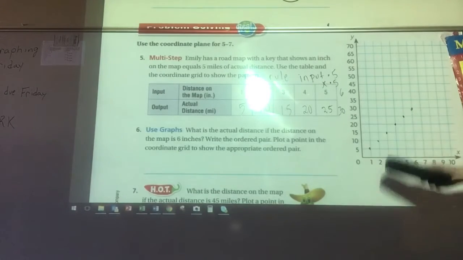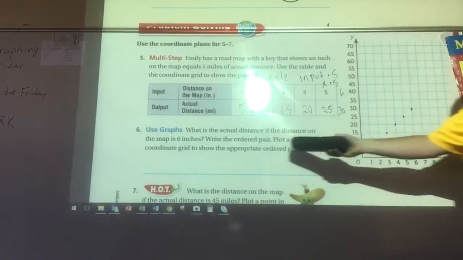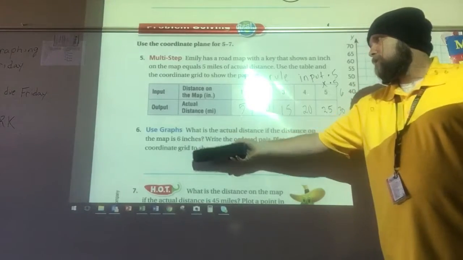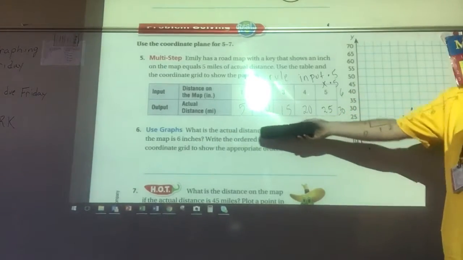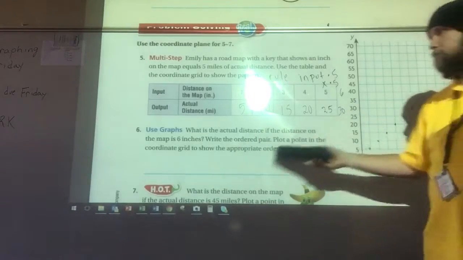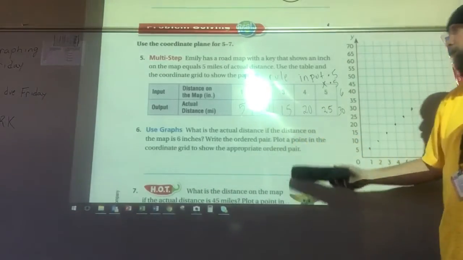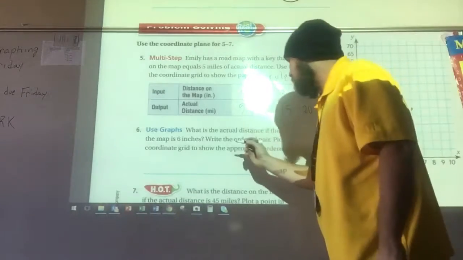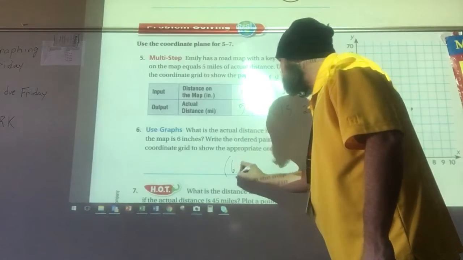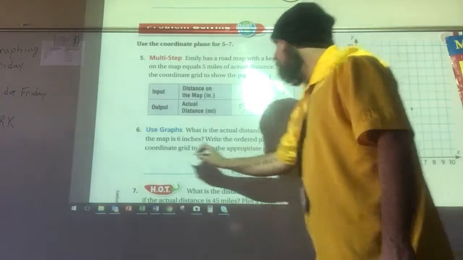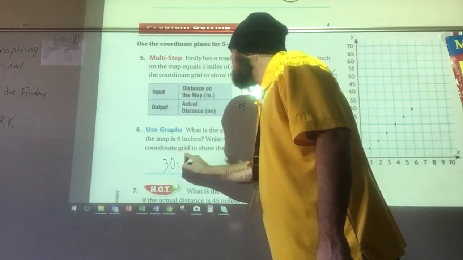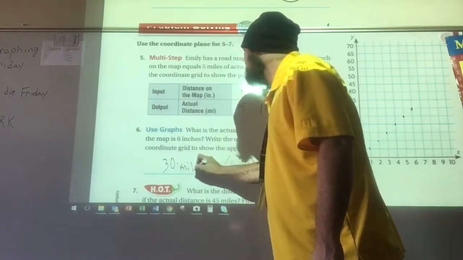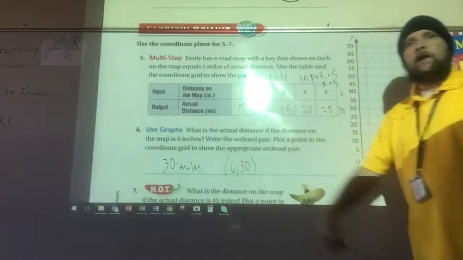Yeah, and we plotted it. So it would be 2 questions. The distance on the map is 6 inches. What is the actual distance? Would be 30. And then we plot, write the ordered pair. My ordered pair would be 6, 30. My answer would be 30 inches. No, 30 miles, sorry. So both of those would have to be written.